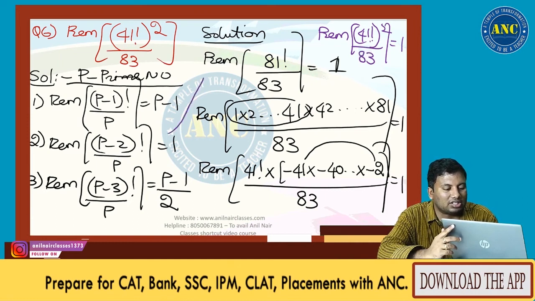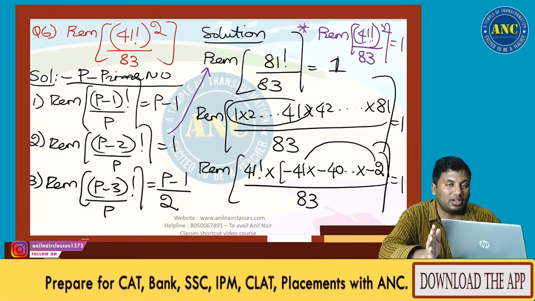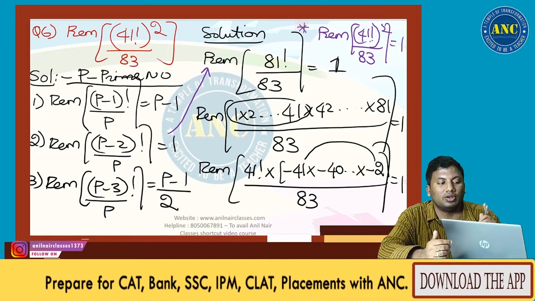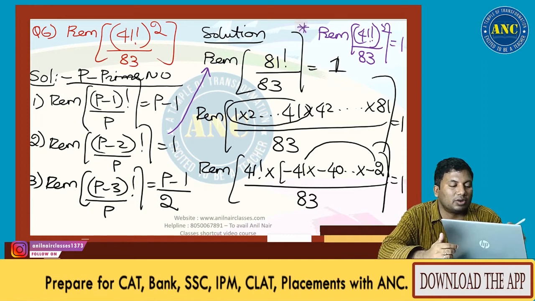If I take this conclusion, 41 factorial, minus 41, minus 40, up to minus 2. 2 to 41 is 40 negatives, if I multiply it is positive. 41 whole square divided by 83 is always 1. Take one more question, then you will understand. Some teachers, out of their innocence and ignorance, will tell you 83 minus 1 by 2, which is 41 factorial, answer is 1.